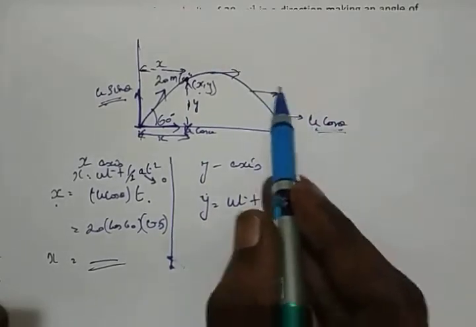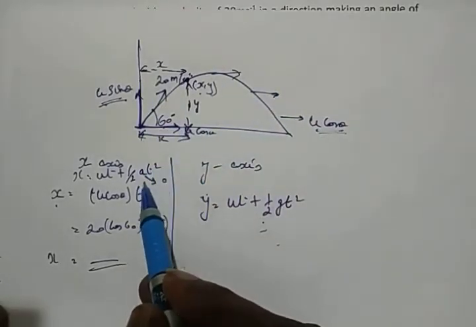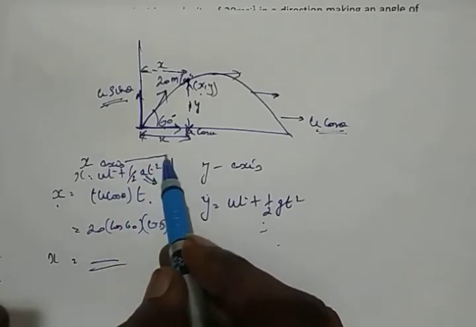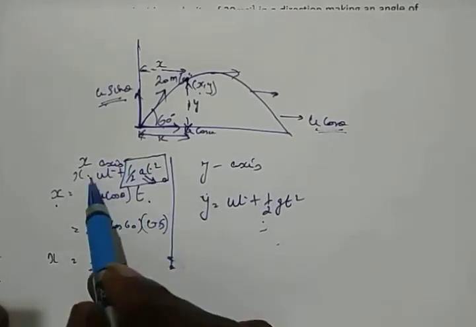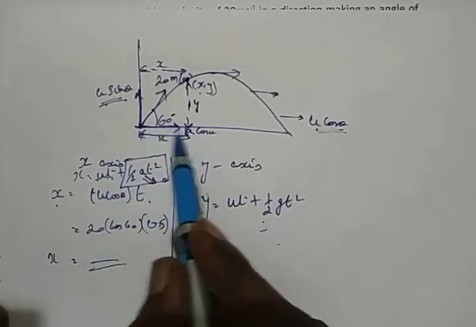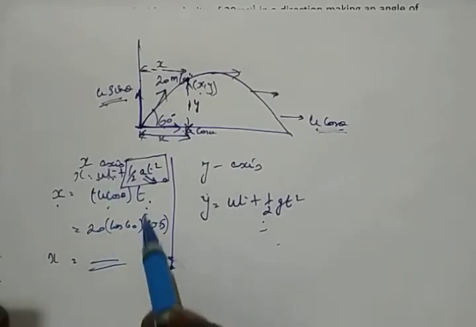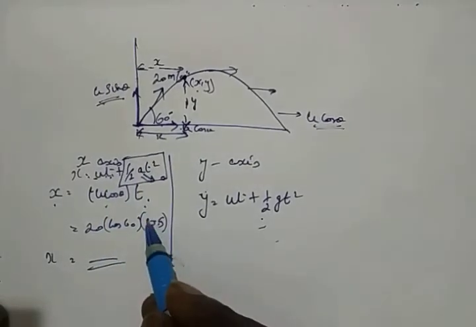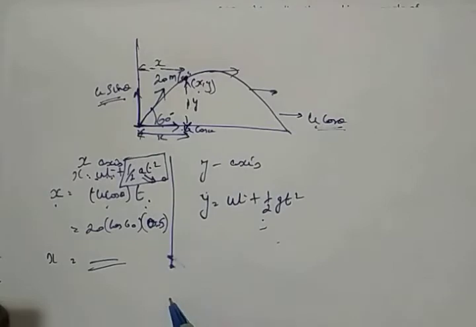u cos theta remains the same everywhere. That means when acceleration is 0, this entire part becomes 0. Only u into t. What is u? u cos theta. And what is time? This is the time here. So you get this value of the answer here.